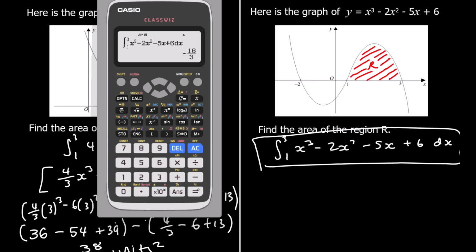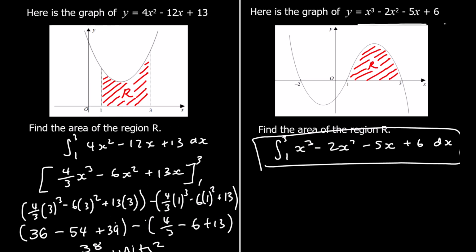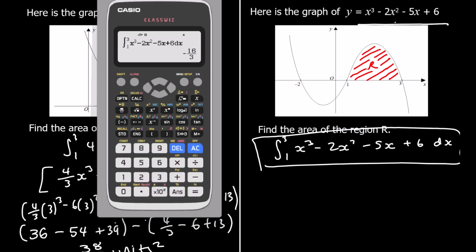So from typing into the calculator, we've got negative 16 over 3. Again, that should mean the area is underneath the graph. And again, from looking at it, we can see that the graph is wrong. This is a negative cubic, but the equation is for a positive cubic.